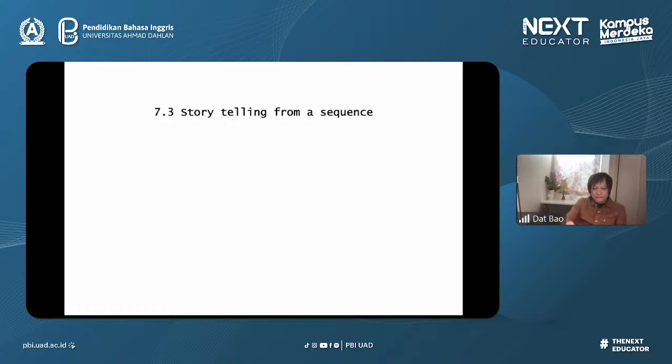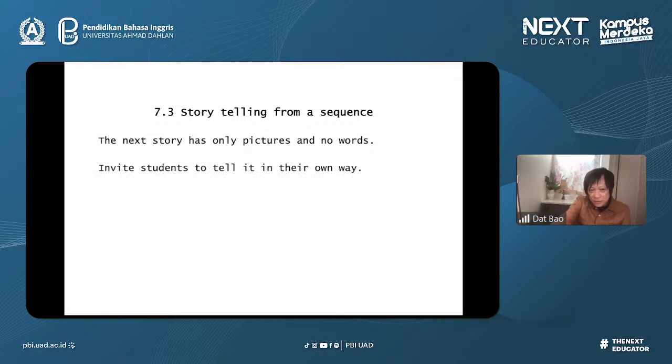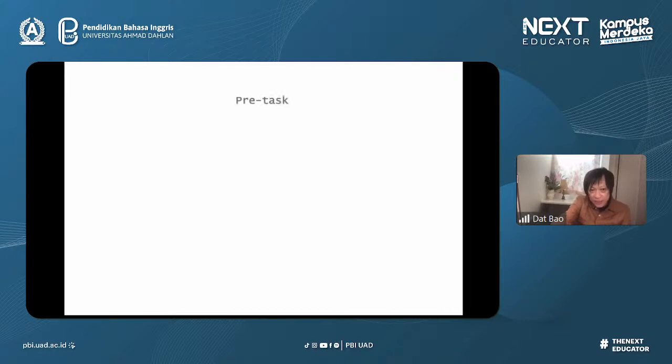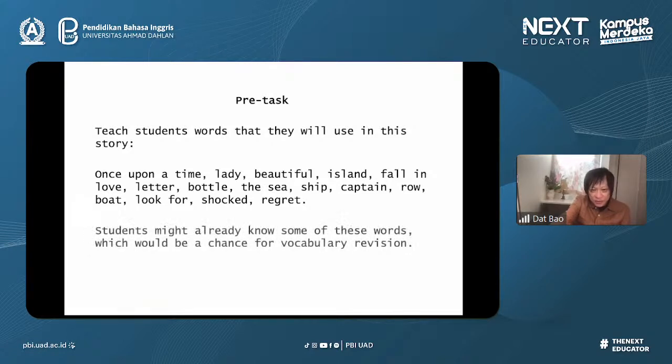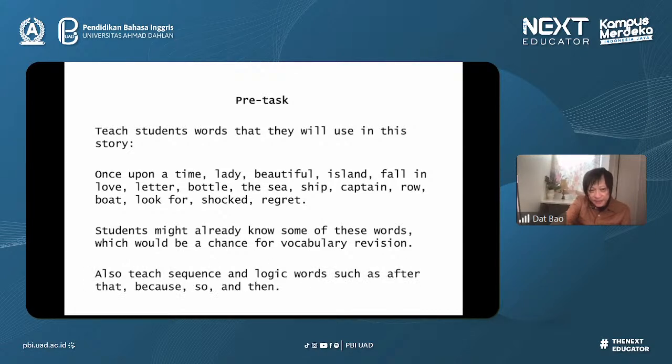Just talk. But before that, this is an activity for students. So before you share this with your students, you teach them words. Here, I don't need to teach you any words because you're already too advanced. But when you run this activity in your class, teach them vocabulary, the pre-task. For example: once upon a time, lady, beautiful, island, love, letter, bottle, sea, ship, captain. I think you can guess already. So let me show you the story and you tell me. Can you start with once upon a time? Anyone? We'll take turns.